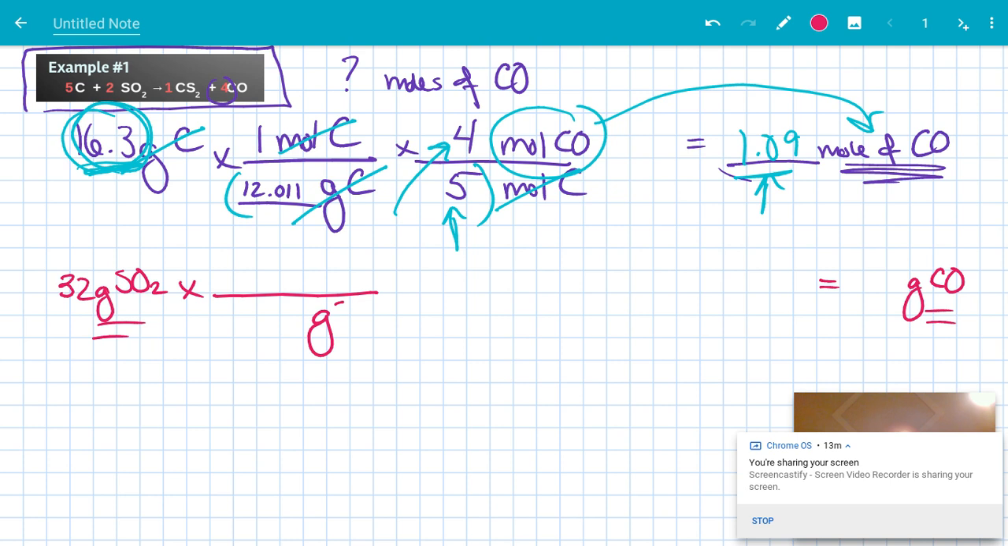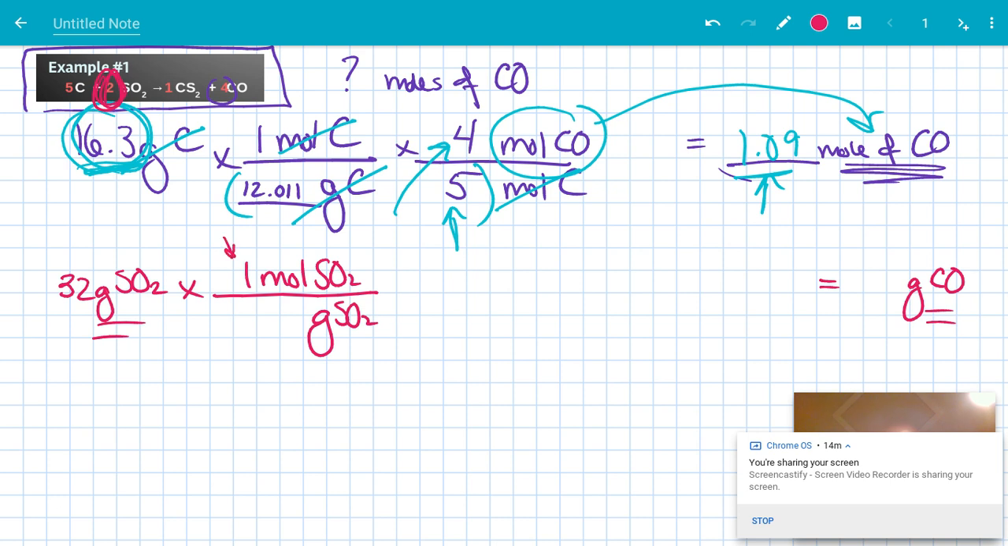And I'm going to put grams of SO2 on the bottom, and I'm going to write 1 mole of SO2 on the top. KJ, how did you know to put only 1 mole? Isn't it 2 moles of SO2? When it's moles on top and grams on bottom, or grams on top and moles on bottom, then this number is always a 1.